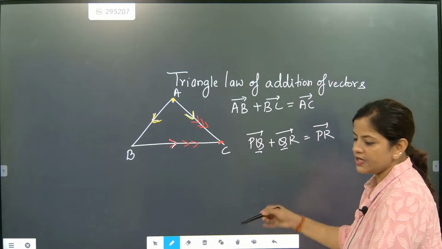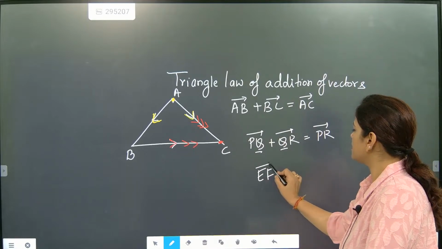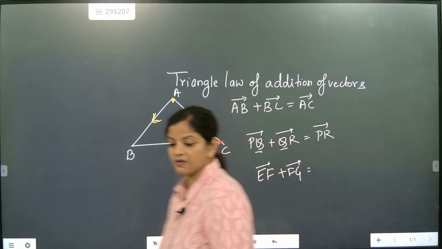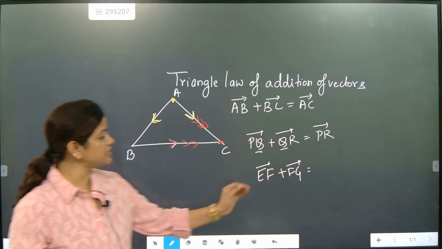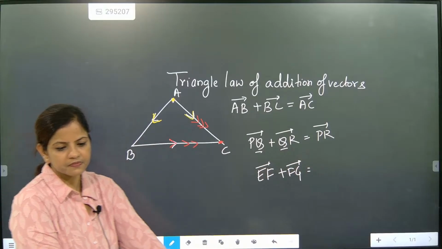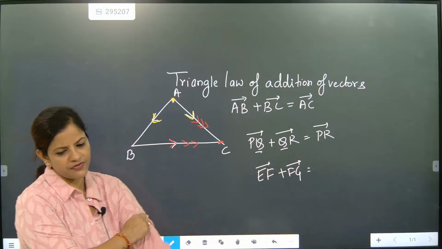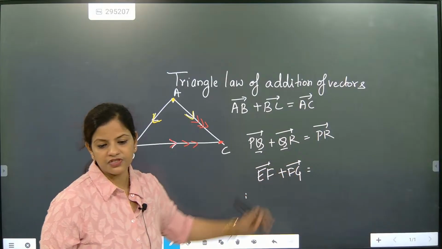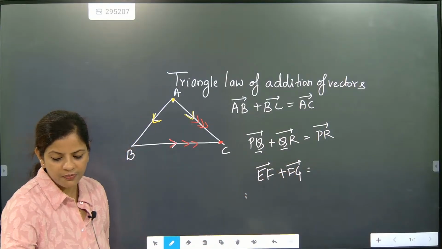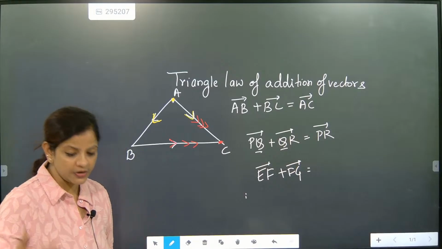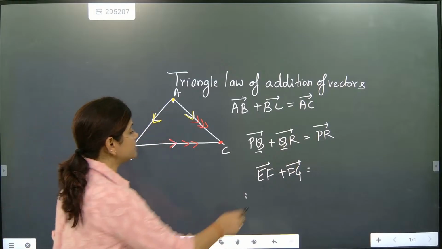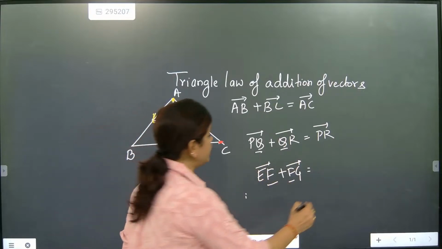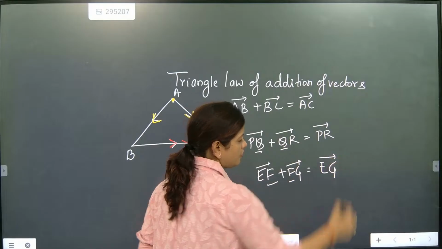So if somebody gives you EF plus FG, what is the answer here? EF vector plus FG vector will become what? If EF vector is there and FG vector is there, then EF plus FG, what will it become? Come on, say, beta. EF plus FG, what will it become? Directly, this is terminal and this is initial. So when terminal and initial merge together, it will become EG. This is the triangle law. Okay.